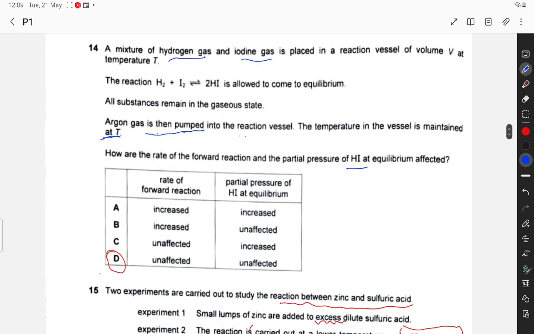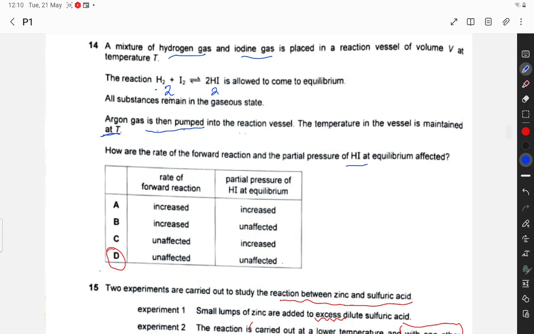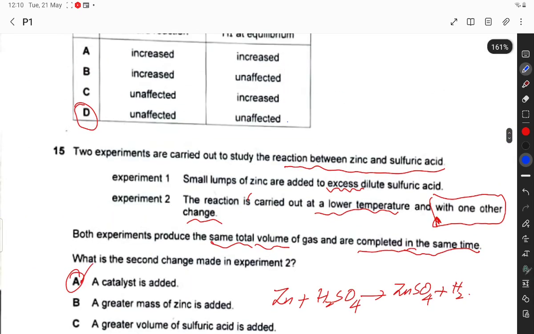So the rate of forward reaction is unaffected, and the partial pressure of HI at equilibrium is unaffected, because by increasing pressure, the equilibrium shifts to the side with fewer moles. But over here there are 2 moles on the reactant side and 2 moles on the product side, so that's why the rate of forward reaction is unaffected, and the partial pressure of HI at equilibrium is also unaffected, because both sides have the same number of moles of molecules. So D option is correct.